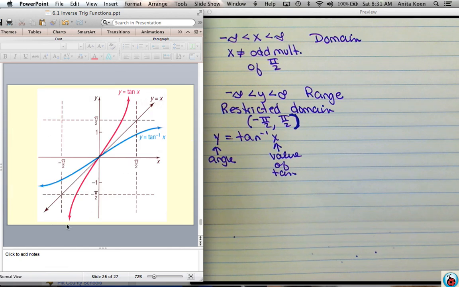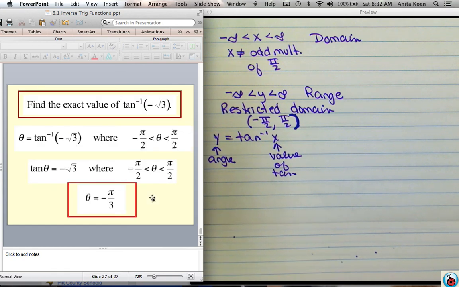Here is your picture of the tangent with its restricted domain. Here's the picture of your inverse tangent. Here's your y equals x. Same thing is happening here that has happened with the other two: the reflection across the line y equals x.